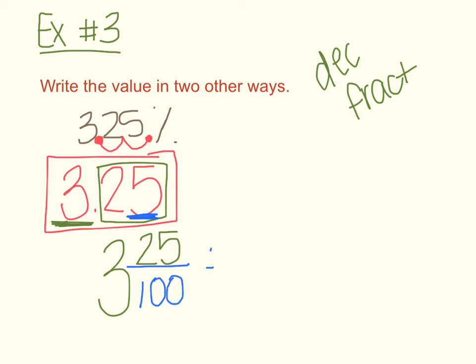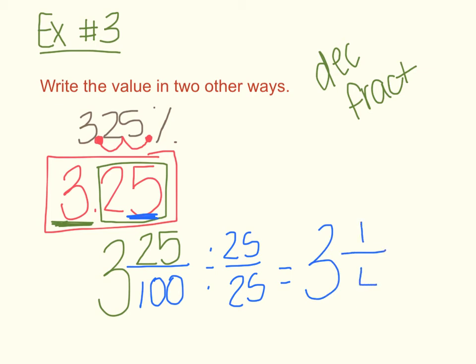Now 25 and 100 can both be divided by 25. 25 divided by 25 is 1, and 100 divided by 25 is 4. And you notice I just took my whole number and put it right in front again. So here is my mixed number.